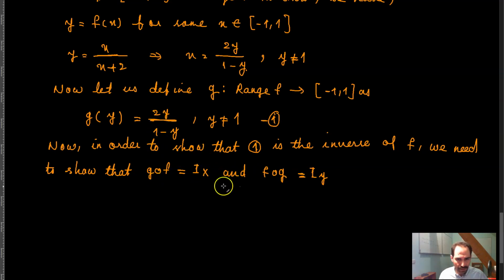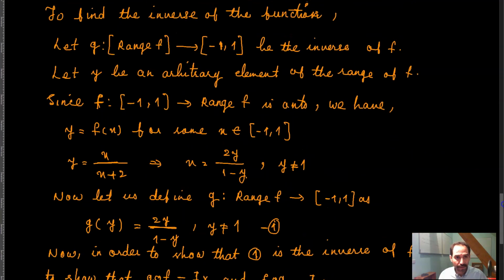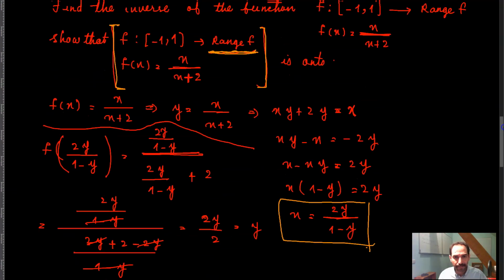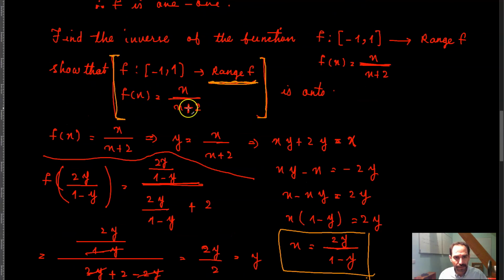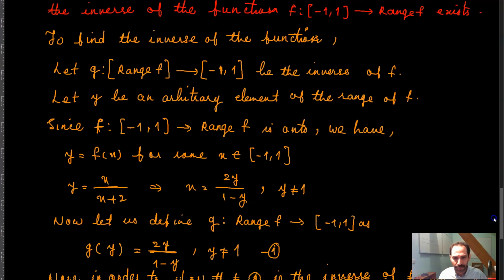So now, in order to show that both of these are true, I simply calculate GOF of x, for example. So GOF of x is equal to G of f of x. Now, f of x is basically, let me write down this function. F of x is equal to x over x plus 2.